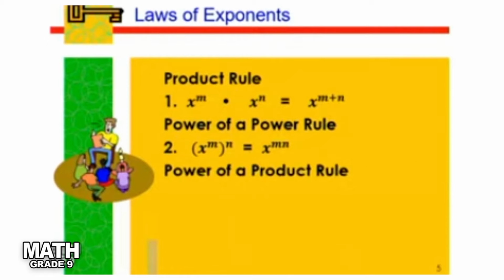Number 3 is the power of a product rule, which is the quantity of x times y raised to n is equal to x raised to n times y raised to n.